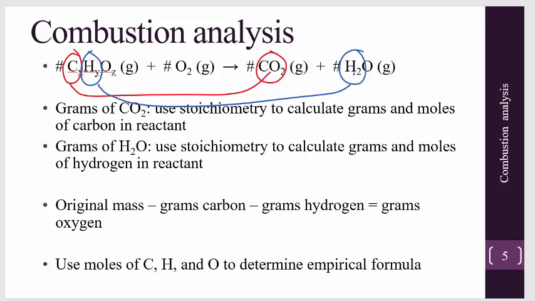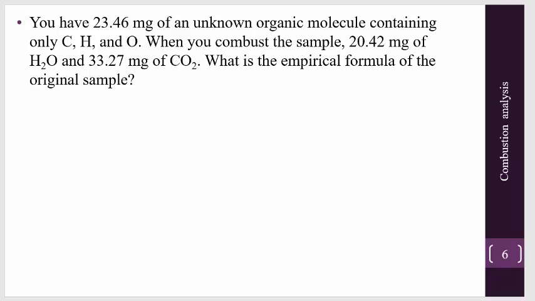Now oxygen, though, we had an extra source of that here, oxygen gas. So what we need to do to calculate how much oxygen was in the original is we'll take that original mass, we'll then subtract the grams of carbon that we found and the grams of hydrogen to get this grams of oxygen. Now we'll use this to determine an empirical formula, the smallest whole number ratio of moles of carbon and hydrogen and oxygen. So now I'm going to go over two examples of this combustion analysis.